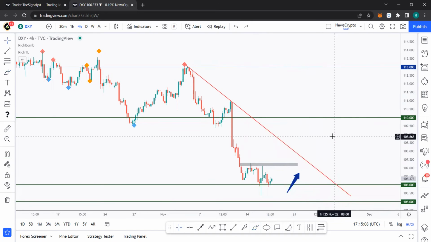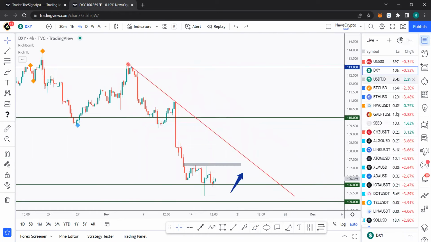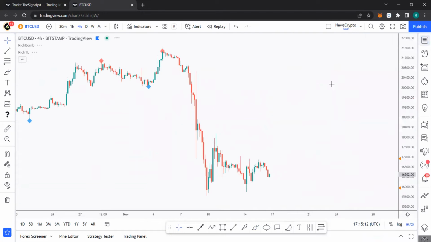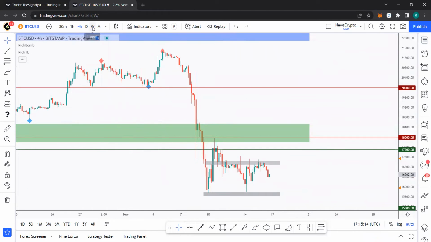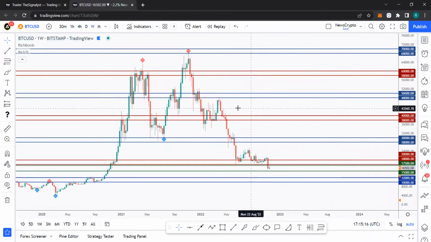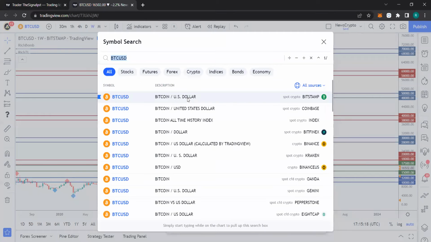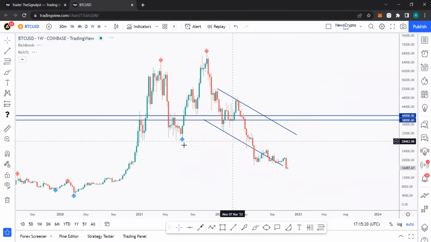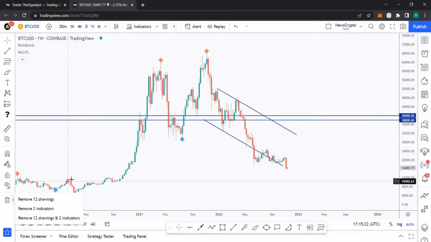Let me show you multiple examples on Bitcoin chart. If you go to Bitcoin and go to weekly chart, you know what? I'll open a new chart so that you can see it very clearly. So Coinbase, I don't have drawings. Yeah, I had previously. Let's delete it.